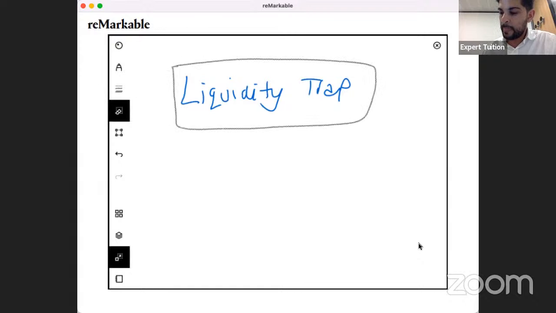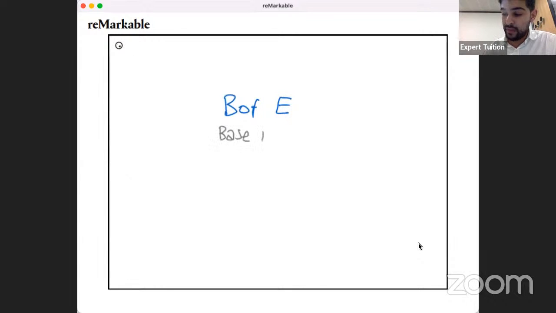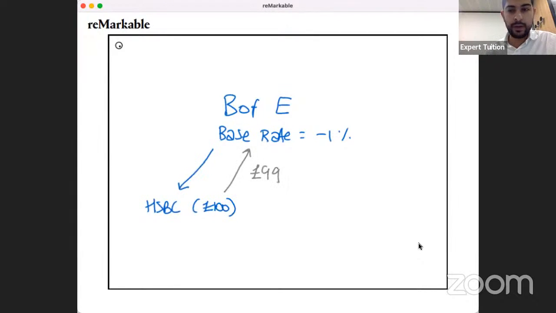Okay, so imagine this is the Bank of England, the B of E. The rate that they set is called the base rate. So let's say, hypothetically, they decide to now reduce the base rate to 1%, okay? Now, if one of the commercial banks, let's just say HSBC, decides to borrow £100 from the Bank of England, do you agree that they now need to pay back eventually £99 to the Bank of England?